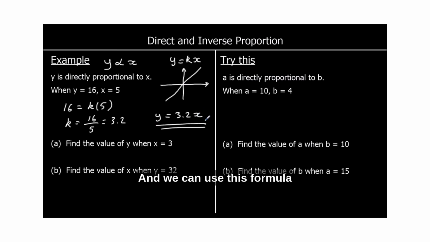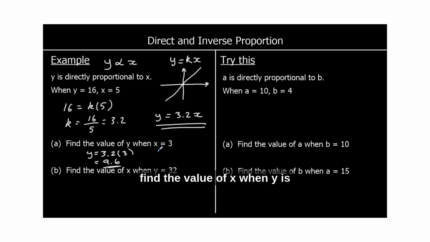And we can use this formula to work out different values. So part A says find the value of y when x is 3. So y is 3.2 times x. So 3.2 times 3 is 9.6.